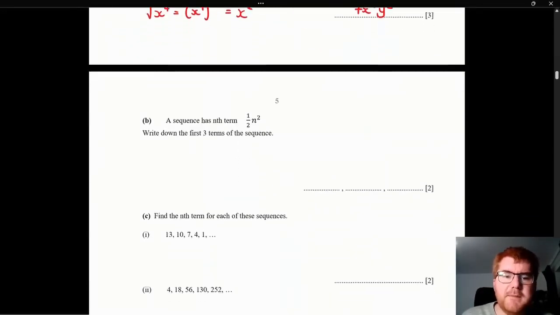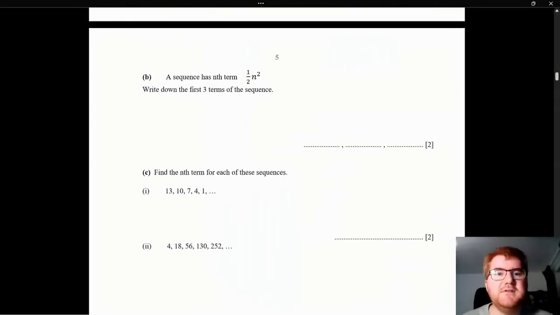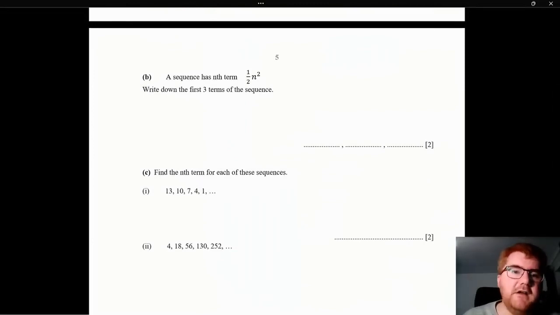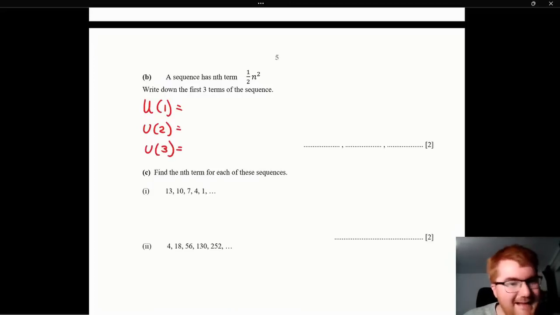On to some quick bit of sequences here. So a sequence has the nth term a half n squared. Write out the first 3 terms of the sequence. So we want U1, U2, and U3. So first of all, wherever we see an n, we put a 1, so we do a half of 1 squared. Well, 1 times 1 is just 1, and a half times 1 is just a half. So that's our first term.